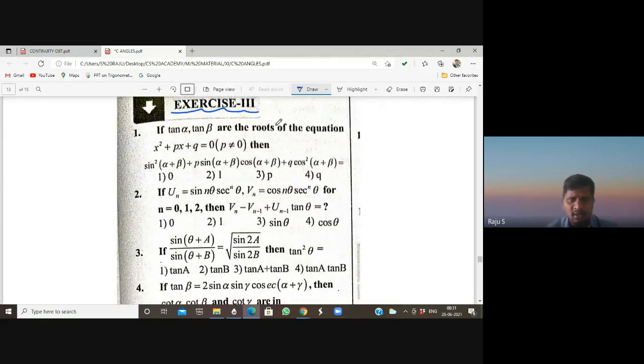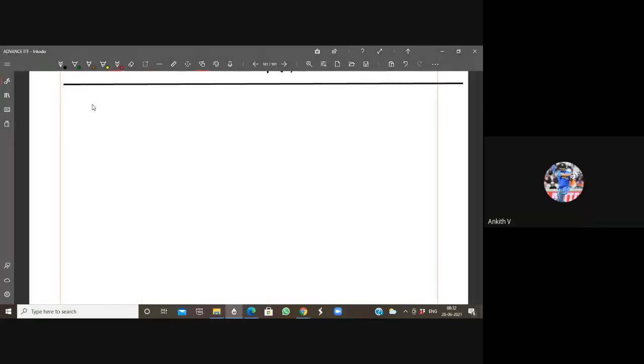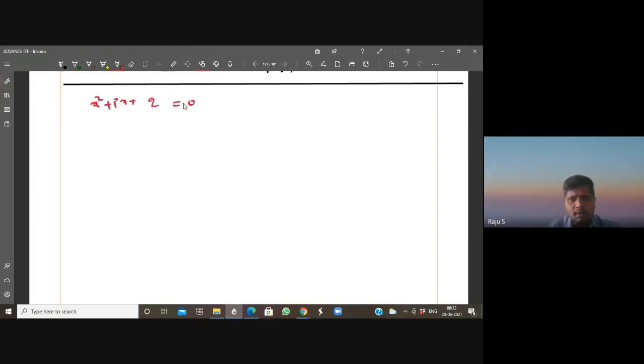Coming to exercise 3. What is the first question? Tan alpha, tan beta are the roots of the equation x square plus px plus q is equal to 0. Here p is not equal to 0, they mention. Then what is the value of sine square alpha plus... So can you tell me what equation they have given? x square plus px plus q. Tan alpha, tan beta are the roots.